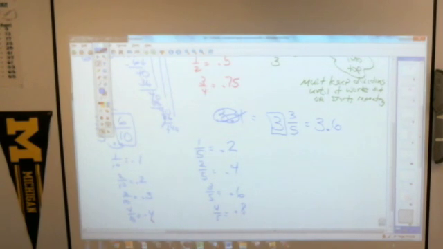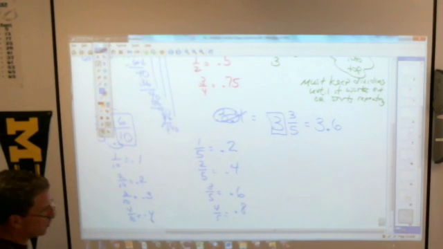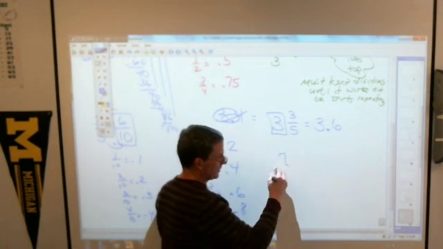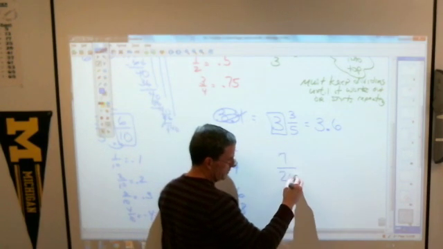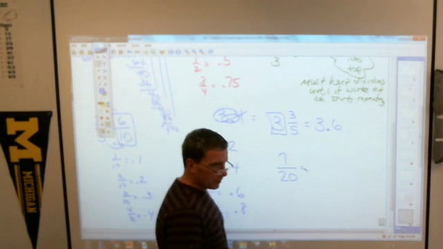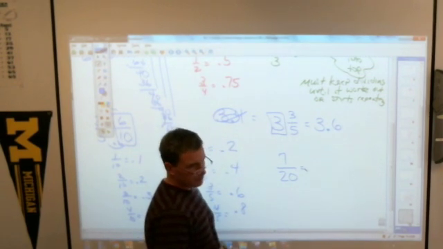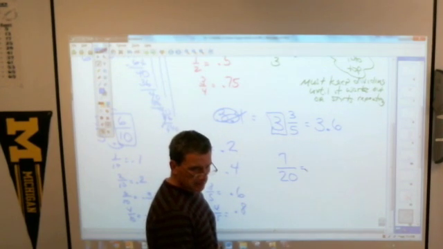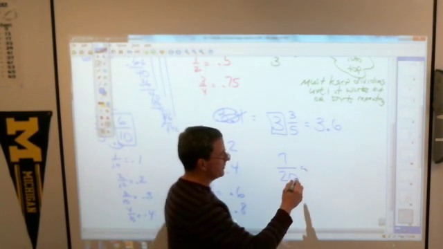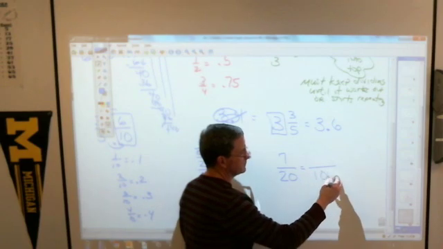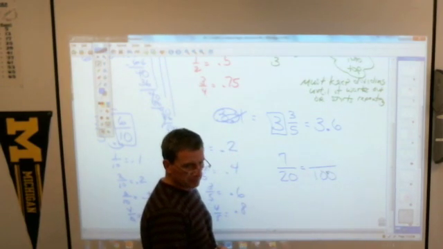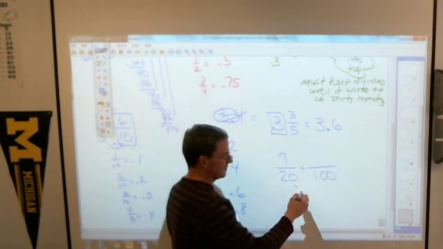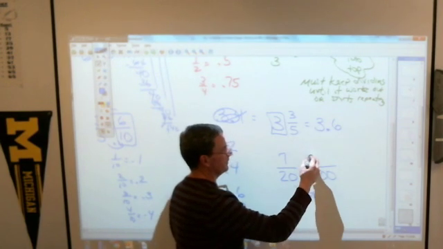Trying to see what else they might give you that's more difficult. Well, if it was 7/20, you can always divide 20 into 7. Or you could think about this: can you change that so that it has a 10 or a 100 on the bottom pretty easily? Brady, can I make this a fraction that has 100 on the bottom? Yeah. What's the top going to be? Multiplied by 5, multiplied by 5.